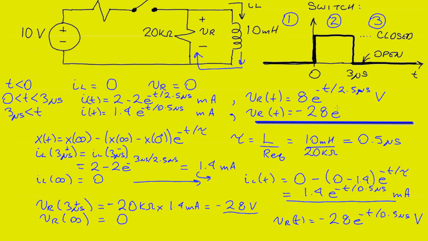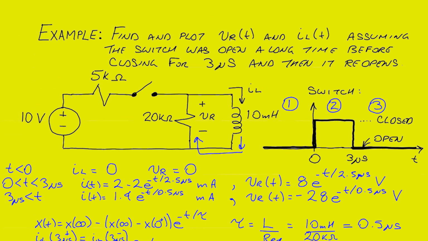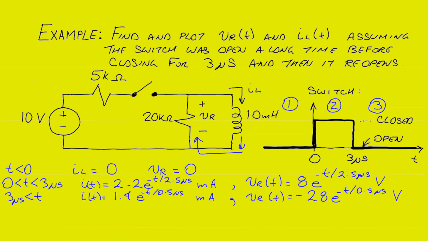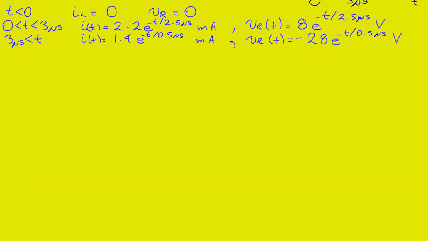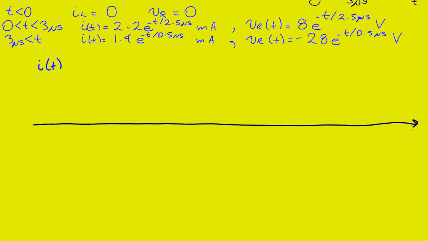Minus 28 e to the minus t over 0.5 microseconds. And that completes the analysis. Now we'd like to plot the current and voltage as functions of time. We'll begin by plotting the current. So I of t, we'll put a timeline across here. We want to plot the current versus time.